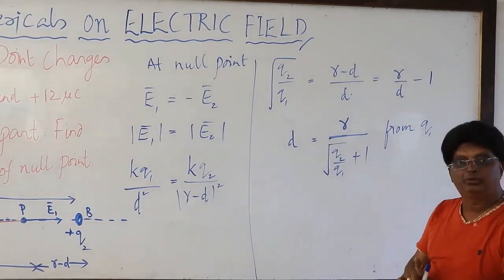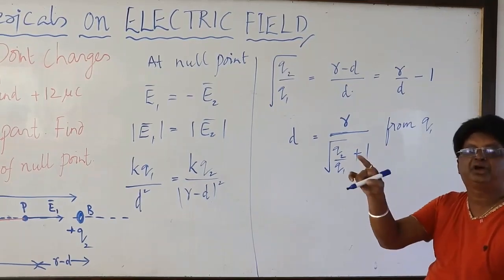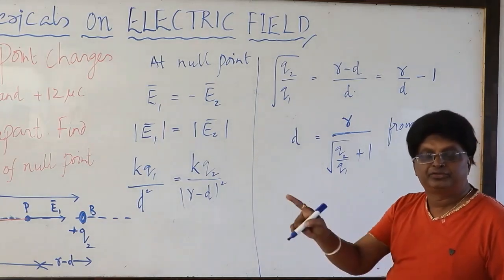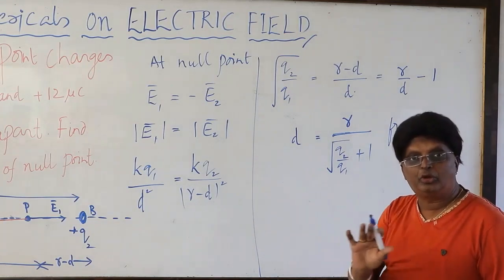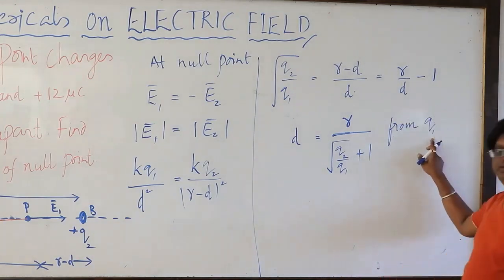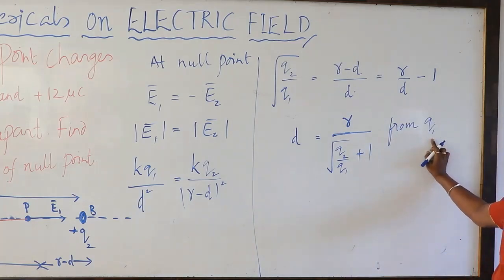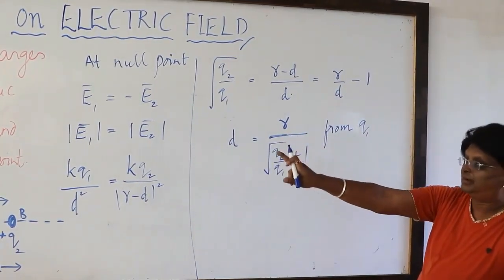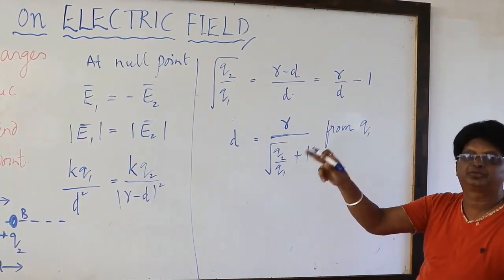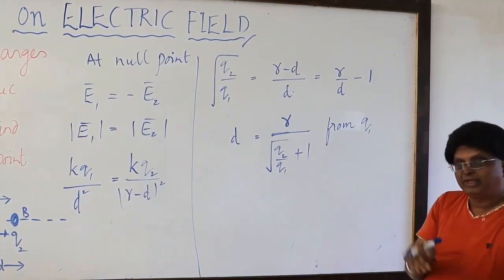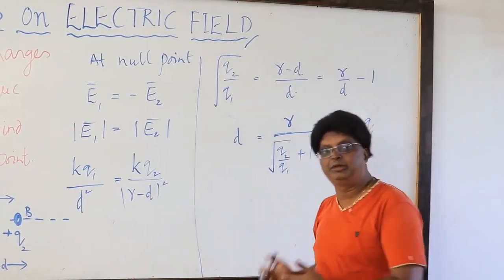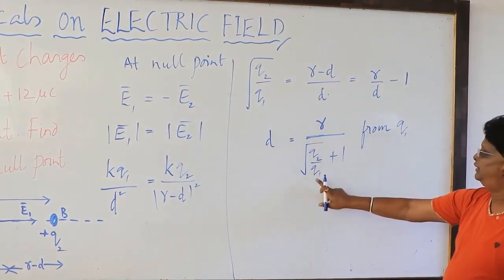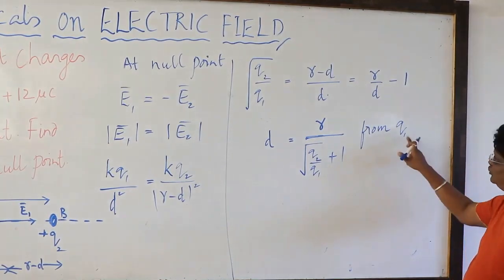Now what is the meaning of q1? q1 does not mean the first charge that is given. There the order is 3 microcoulomb and 12 microcoulomb, but it is not that 3 microcoulomb is q1 and 12 microcoulomb is q2. q1 is the charge from which we are calculating the distance of the null point. If I am calculating the distance from 3 microcoulomb, I take 3 microcoulomb as q1. If I am calculating the distance of the null point from 12 microcoulomb, then 12 microcoulomb becomes q1. That is the meaning. So d is r by under root q2 by q1 plus 1 from q1 is the answer.